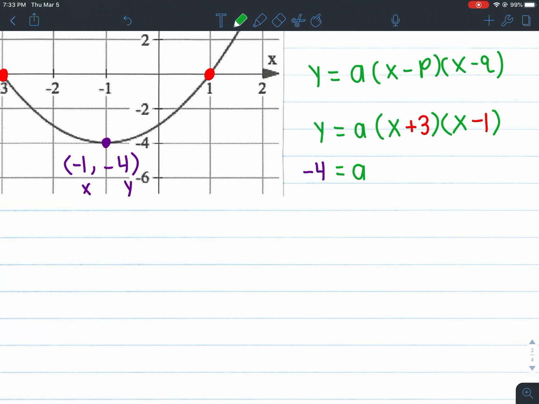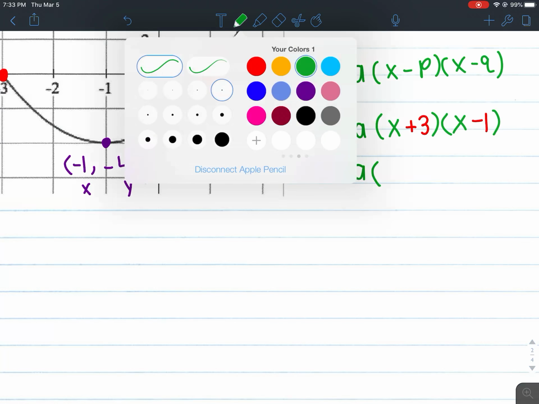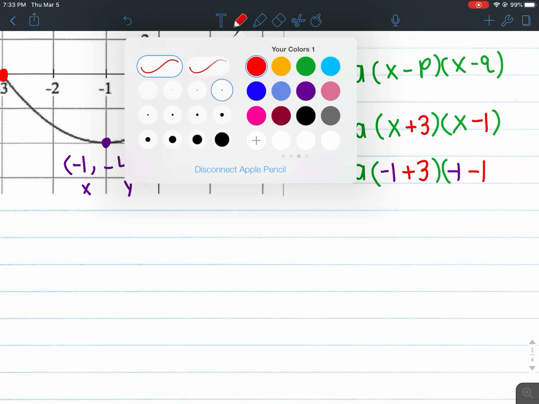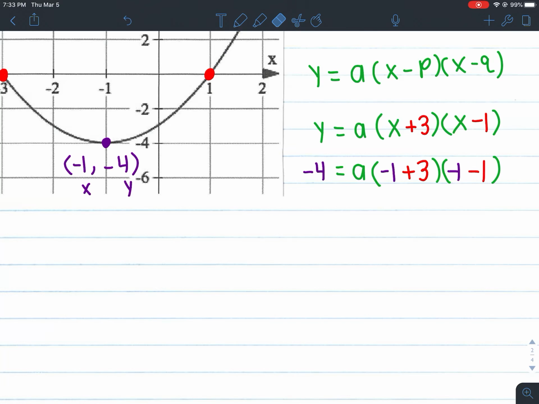equals a. Now, why don't I plug in anything for a? Because I don't know a. Parentheses x. Well, what's my x value that I'm using? -1. And then I have +3. Parentheses, and then I see another x. Well, remember, anywhere you see an x, you're going to plug in whatever that x number is. So you're going to plug in -1 again. And then we have -1. Close parentheses. I'm going to fix this negative sign because it looks funny to me.